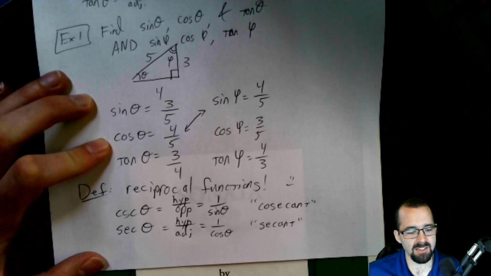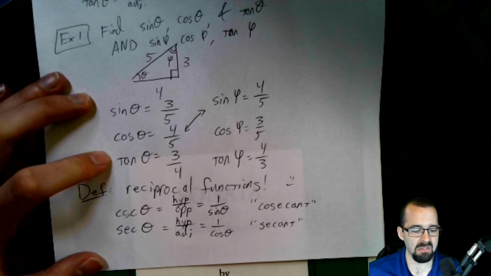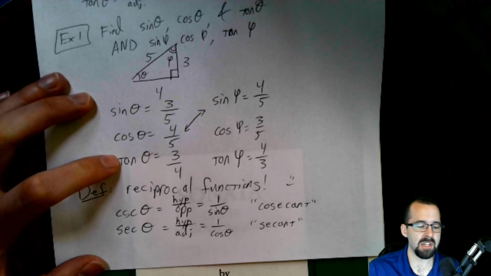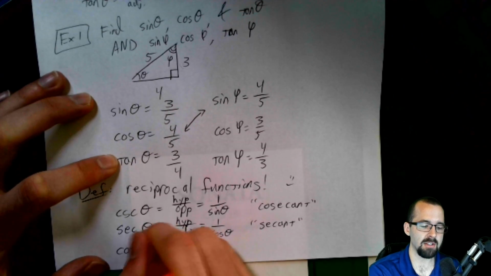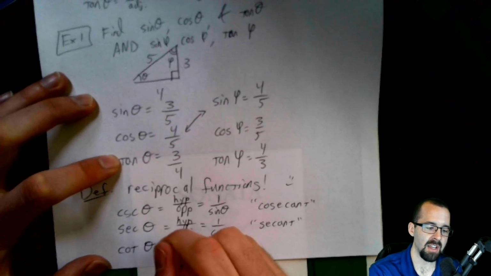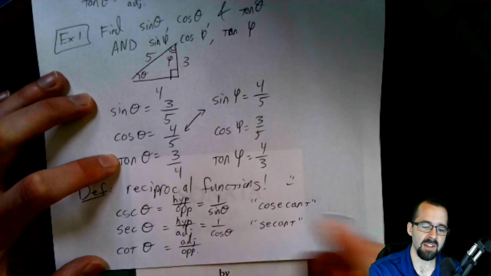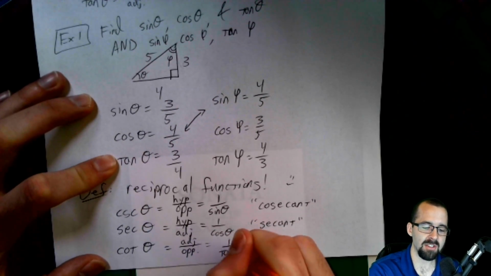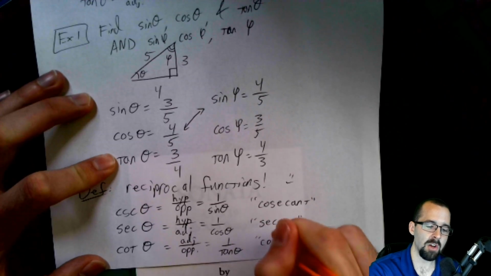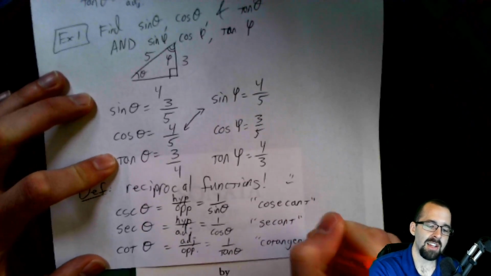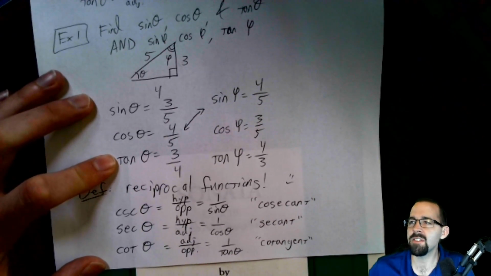So the last one, you can maybe guess, maybe not, I don't know, is actually cotangent. And it's spelled cot. Well, that's what the function looks like. And it is the adjacent divided by the opposite. But again, it's really just 1 divided by tangent. And that's called cotangent.